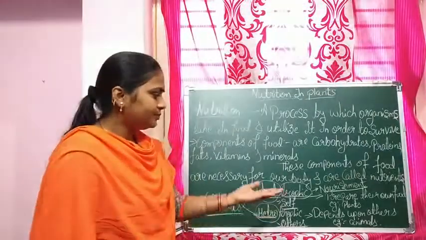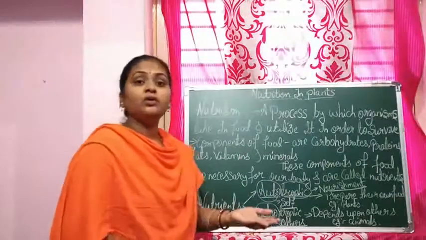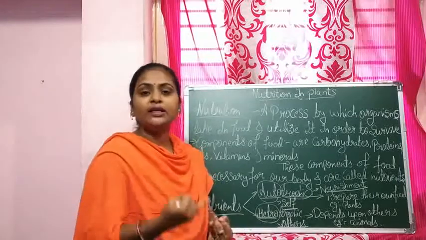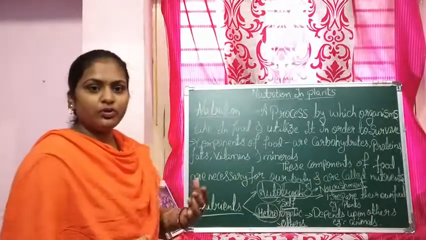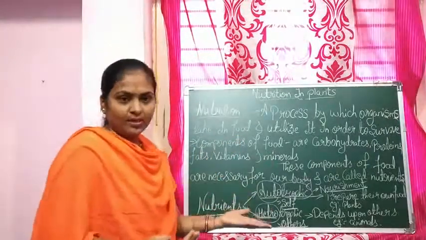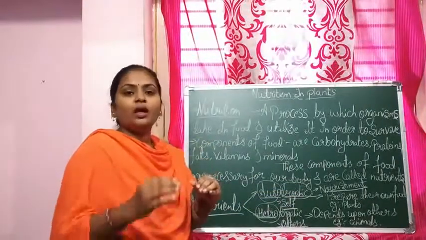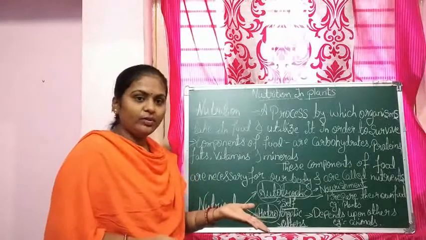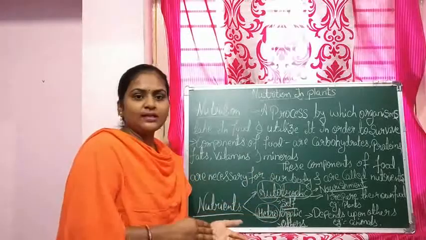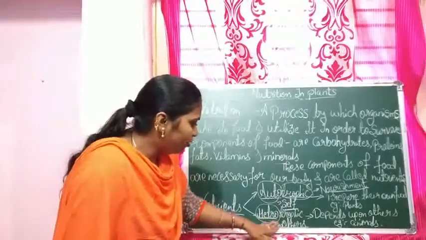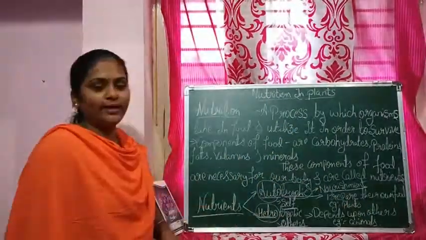For example, plants and animals. How are we dependent upon plants? We are getting rice, wheat, pulses, cereals, all the items which we get from plants. We are dependent upon plants. And animals also, we are dependent upon animals. How? We are getting milk, meat, everything from plants and animals. So, we are called heterotrophs, meaning those who depend upon others.